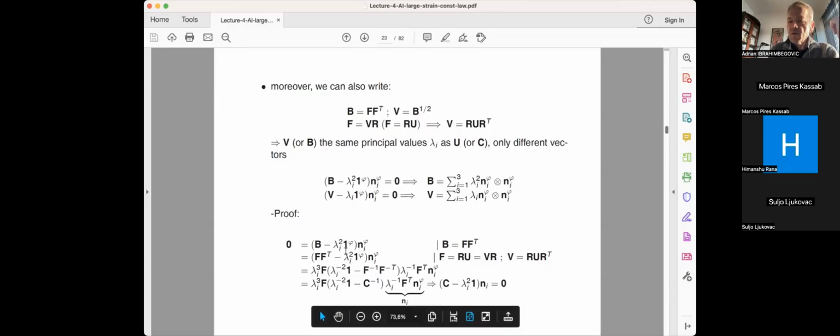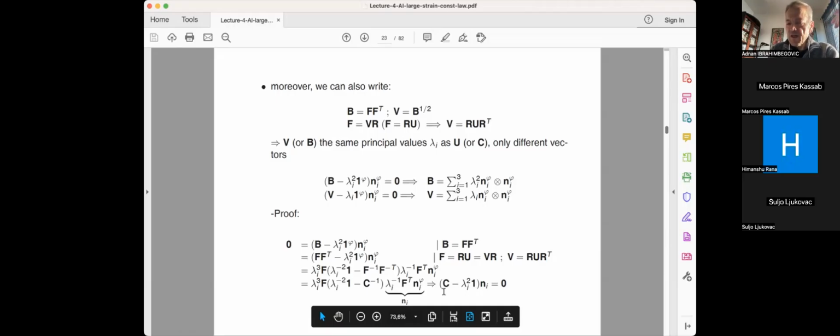Here you have an eigenvalue problem for your B, given that B is equal to F F transpose. I put it here. Then I know that F is R U or V R, so that V is equal to R times U times R transposed. So I'm introducing this into the type of equation here, and I can recognize that this here could be written as C minus 1. And basically that there could be written as N_i, so I can recover the corresponding eigenvalue problem for C.